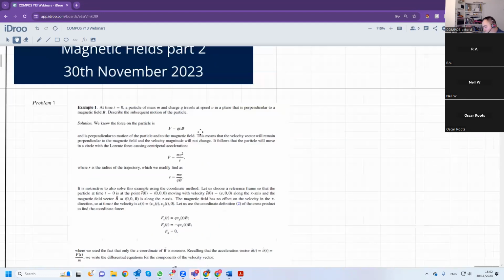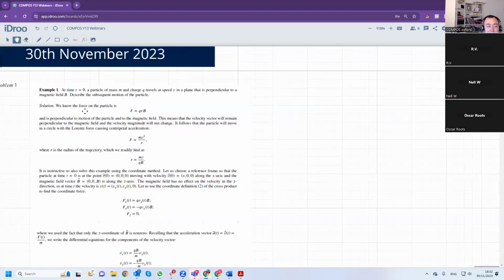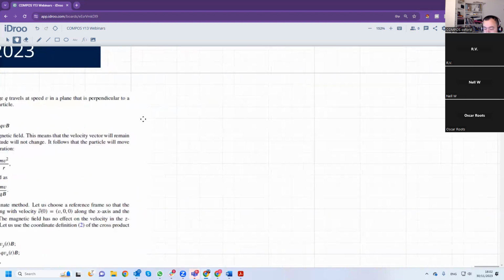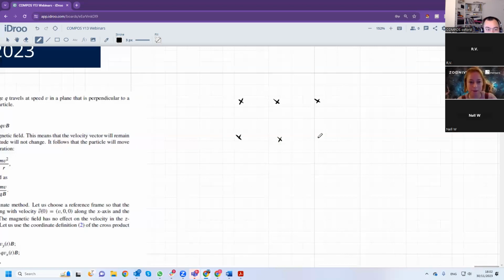Okay, so you already know that if a charged particle travels into a magnetic field, it will travel in a circular path. Let's prove that. So I'm just going to go through example one. If you have a magnetic field, and you have a particle that enters this magnetic field. So, let's say we have a charged particle.